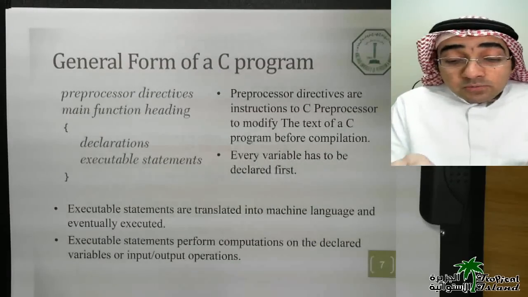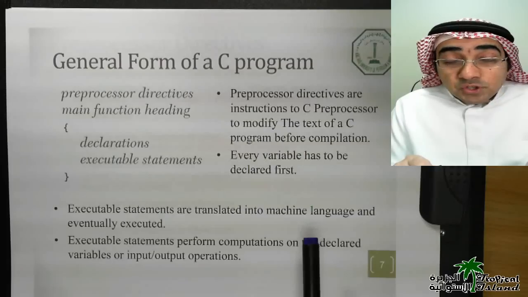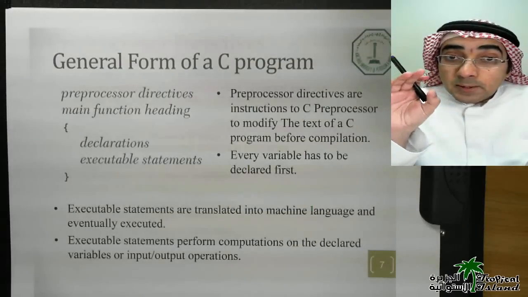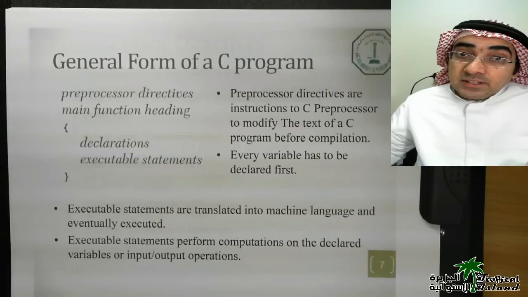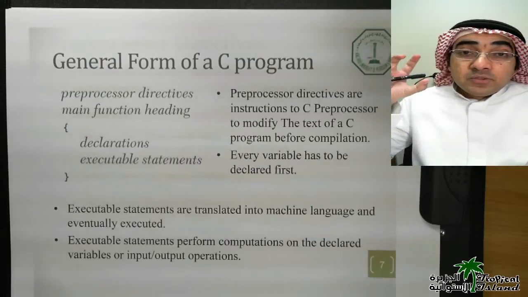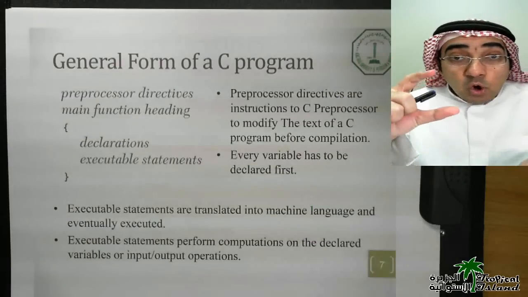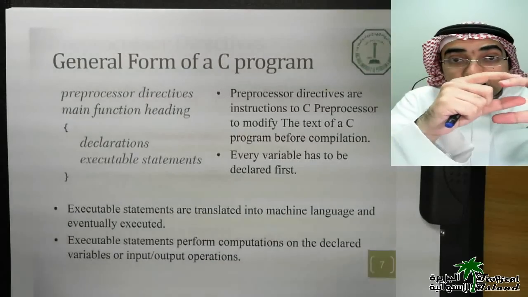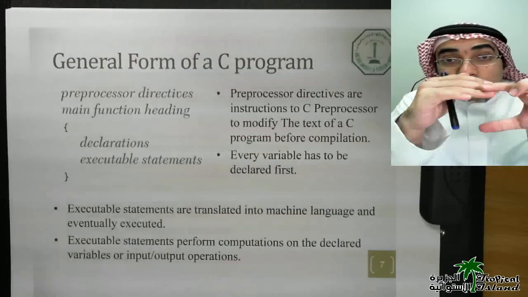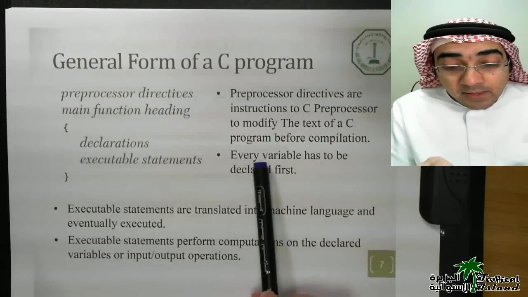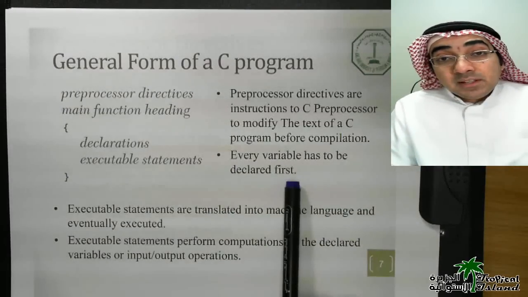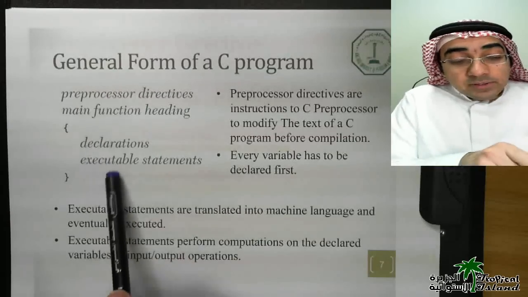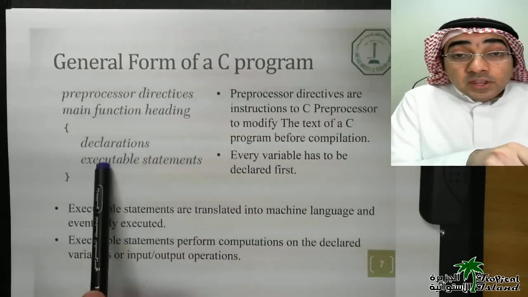Now the preprocessor directives are instructions to the C preprocessor to modify the text of the C program. We talked about it, just like the hash include. It actually deletes that line, and when going to the machine code, it takes the machine code of stdio.h and puts it into your machine code on the top, so you can have all the functionality that is in it. Every variable in C has to be declared prior to using it. This is very important. If you are going to use any variable, you first have to declare it, then use it.